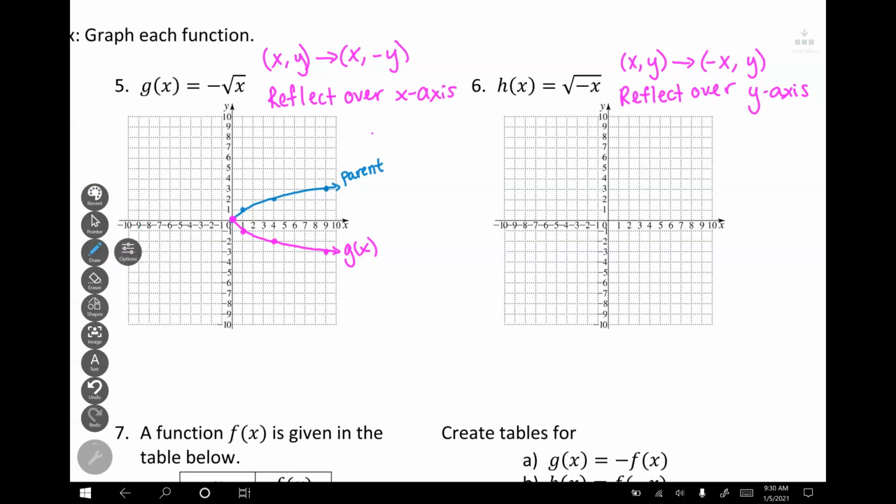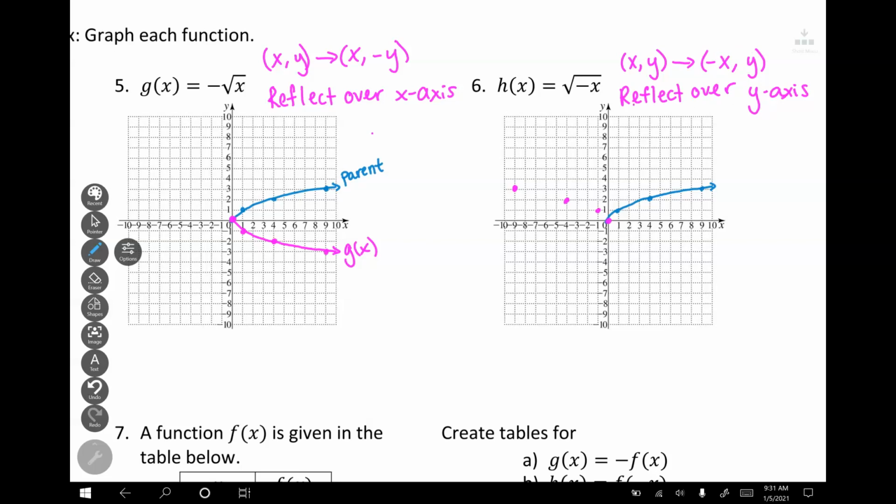Okay, let's graph the parent function again. 0, 0, 1, 1, 4, 2, 9, 3. And reflecting that over the y-axis, just making my x values negative. That doesn't change the 0, 0 again, but multiplying 1 by -1 puts me here, looking at my x values. Multiplying 4 by -1 puts me at -4. The y value stays 2. Multiplying the 9 by -1 gives me -9. Y value is still 3. My y values are not changing.